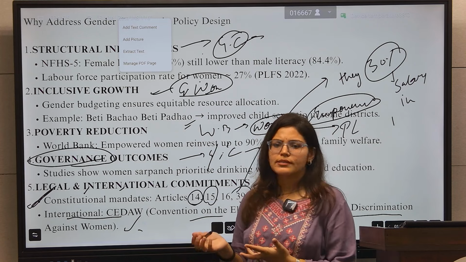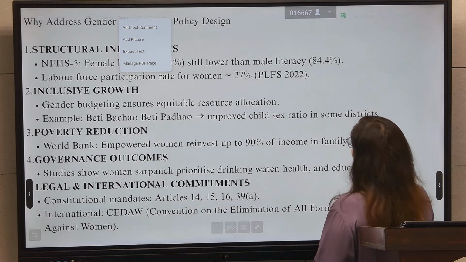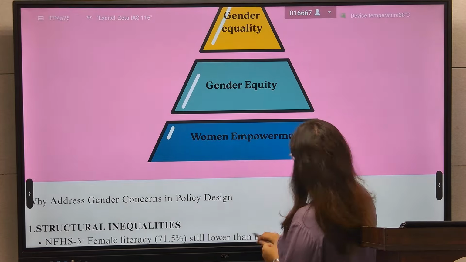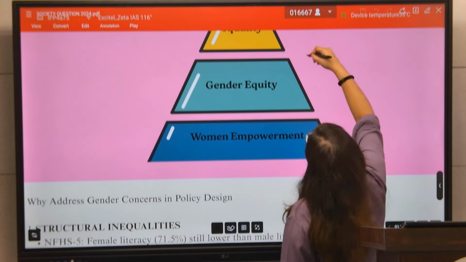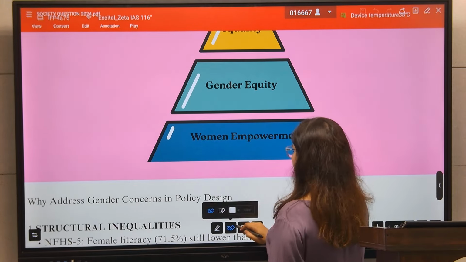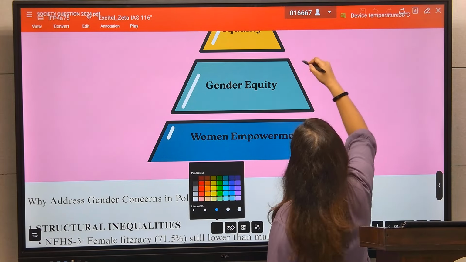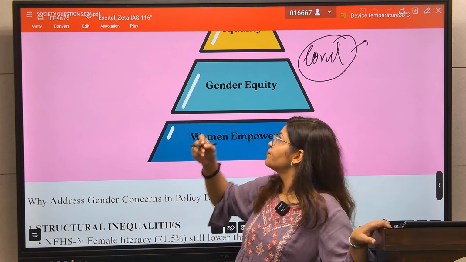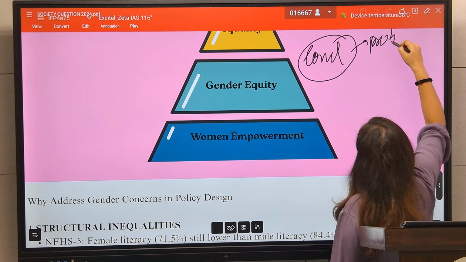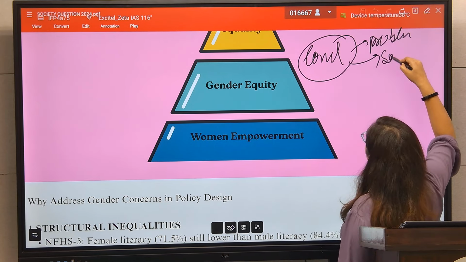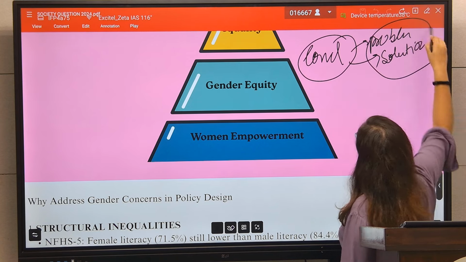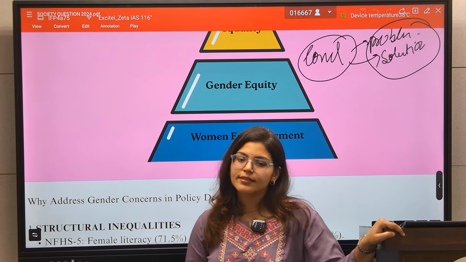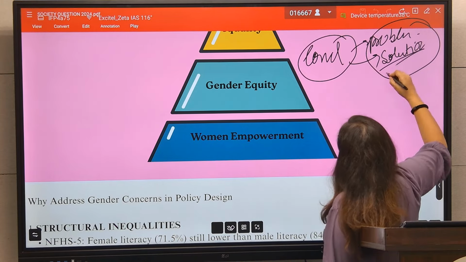Then how to conclude this type of question? See, for the conclusion, there are 3 types of conclusion. According to the question, if the question is about a problem, then in the conclusion you have to give the solution. So in that type of question you conclude your answer by giving the solution of that problem.